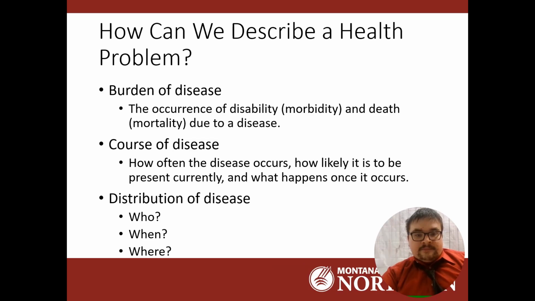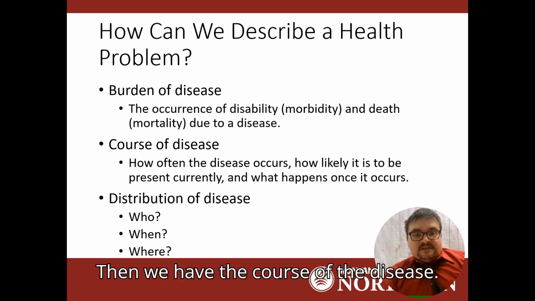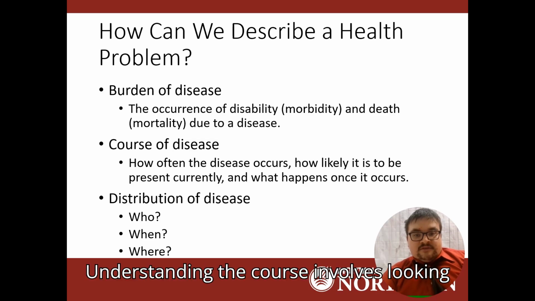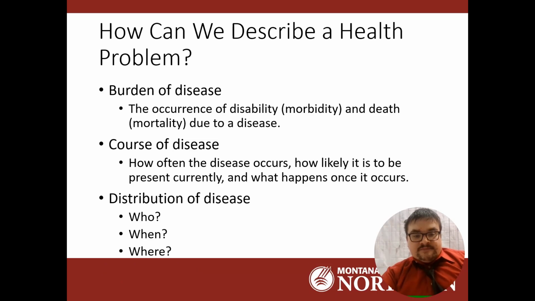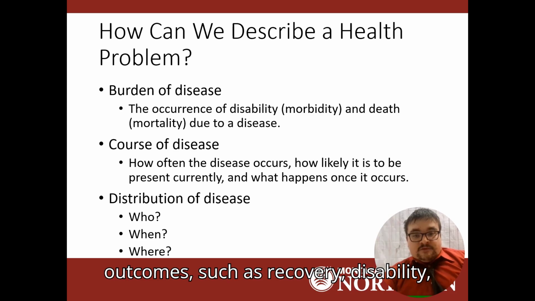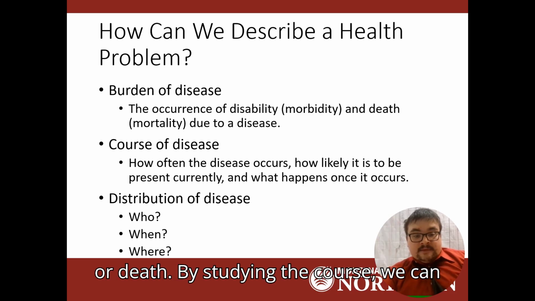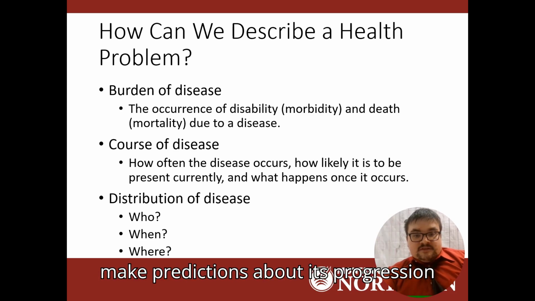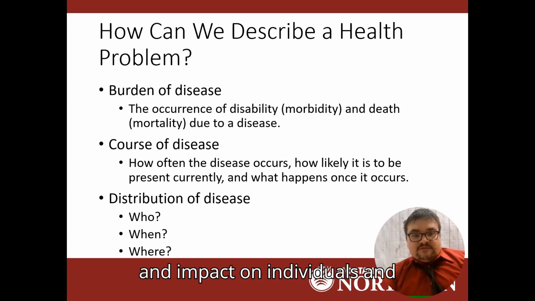We also need to identify whether the burden is increasing or decreasing, and if the disease is impacting certain populations more than others. Then we have the course of disease. Understanding the course involves looking at how frequently the disease occurs, whether it's chronic or acute, and the outcomes, such as recovery, disability, or death. By studying the course, we can make predictions about its progression and impact on individuals and populations.